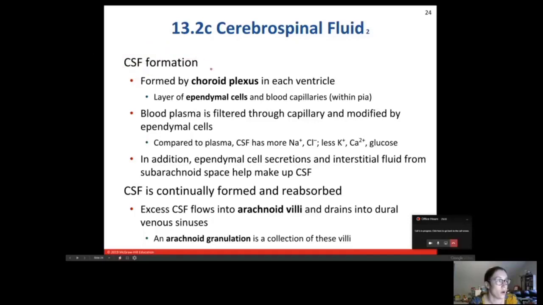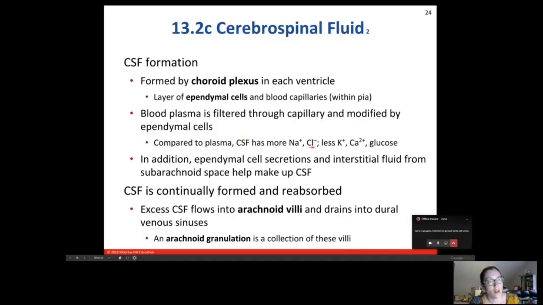So how is the CSF formed? It's actually formed by something called the choroid plexus, which is found in each of the ventricles. There's a layer of ependymal cells along with blood capillaries within the pia mater. Blood plasma from those capillaries is filtered through the capillary and then through the ependymal cells, and the ependymal cells modify it to make it into cerebrospinal fluid.